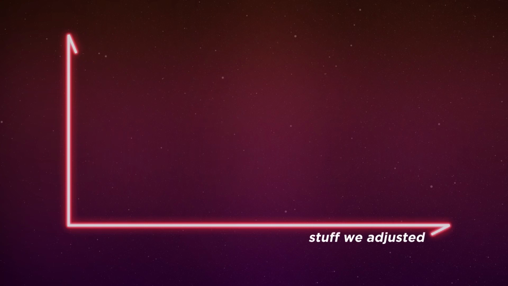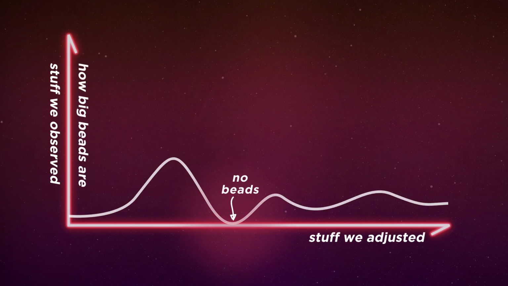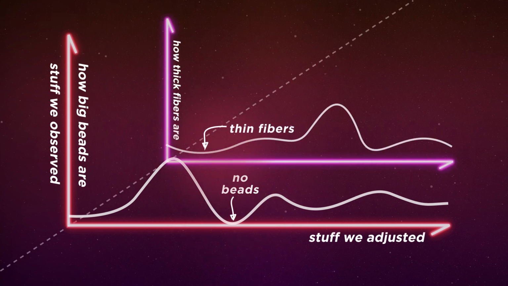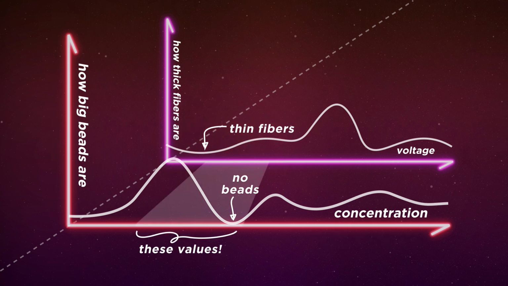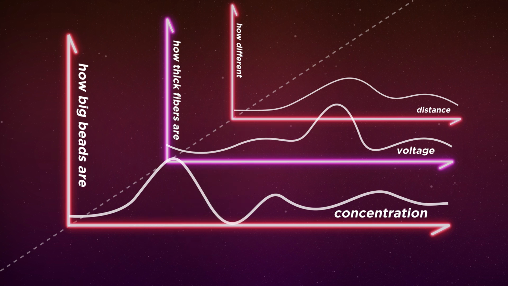Okay, so now we have two sets of data: what we adjusted and what we observed. We want to optimize those things we observe. In some cases, we want 0 beads. We want none of those defects. And sometimes we want thinner nanofibers. The question is, what concentration and voltage values do we need to get 0 beads, to get super thin fibers? By using the data we have, we can relate how these affect each other and use that as a guide to get whatever kind of fibers we want in the future.